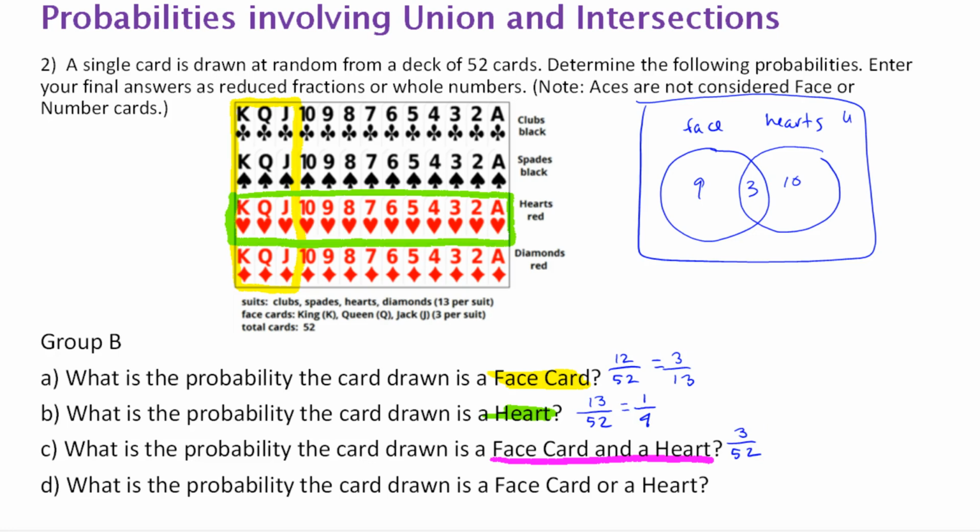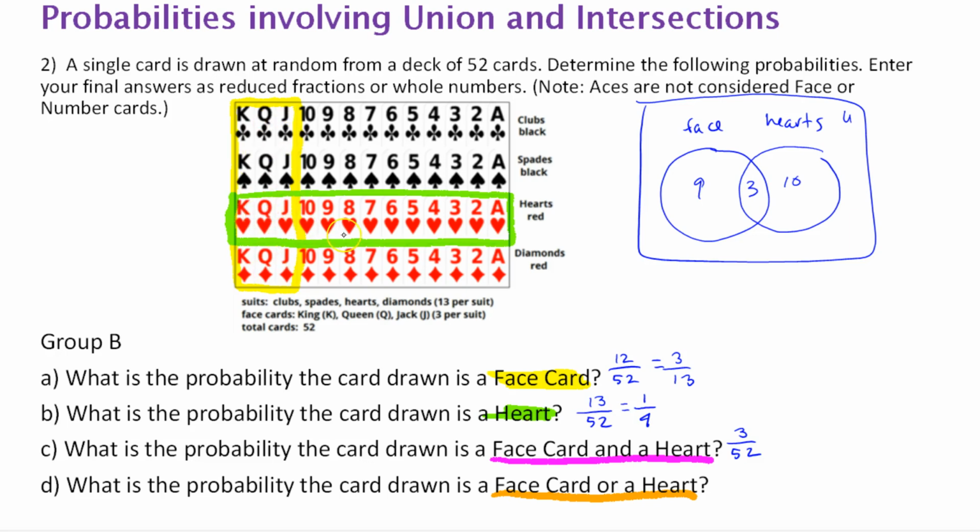Now finally, what is the probability the card drawn is a face card or a heart? So now we have or, which is union. We just did intersection. We could look at the disjoint pieces here of the Venn diagram. So it's going to be 9 plus 3 plus 10, which is 22.